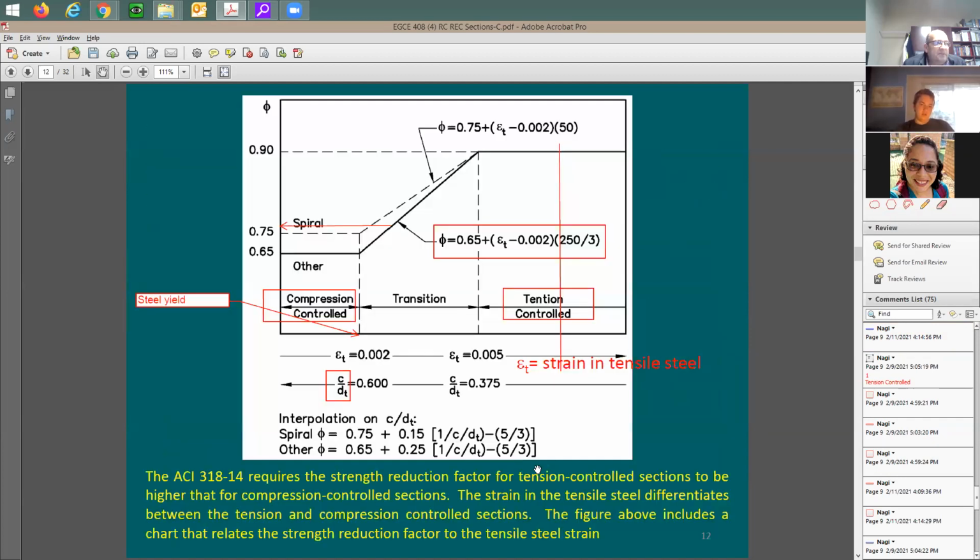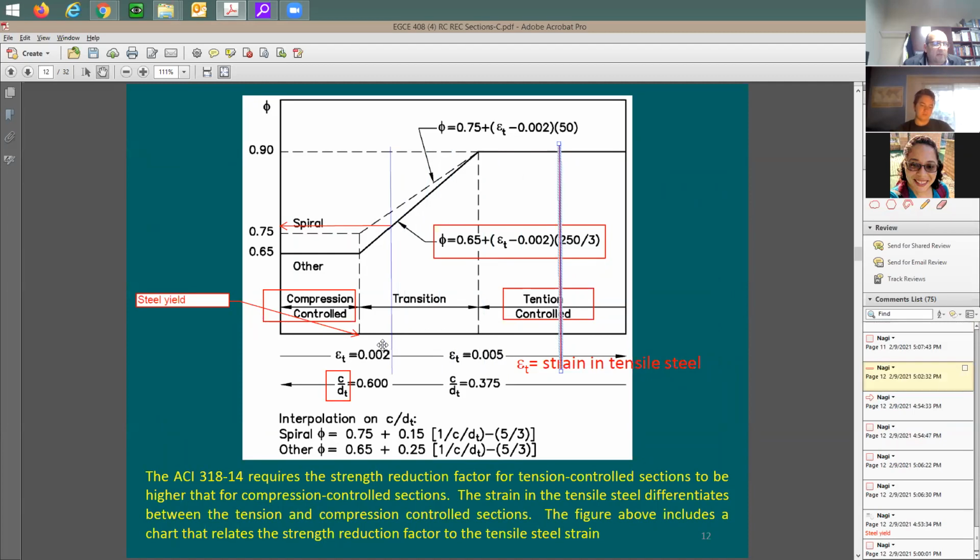Let me take you here to this slide. Look at this. Here's the strain. When the strain goes down, like here, what happened to the phi factor? The phi factor here used to be 0.9, now it drops down to some value. If you remember this discussion, adding lots of reinforcing will reduce the phi factor for you, which is not very desirable. You don't want to do this.